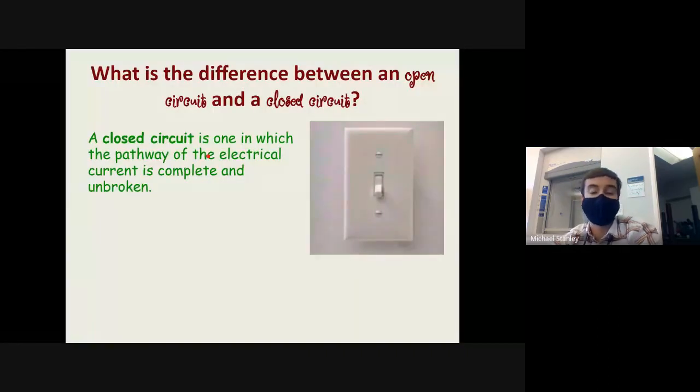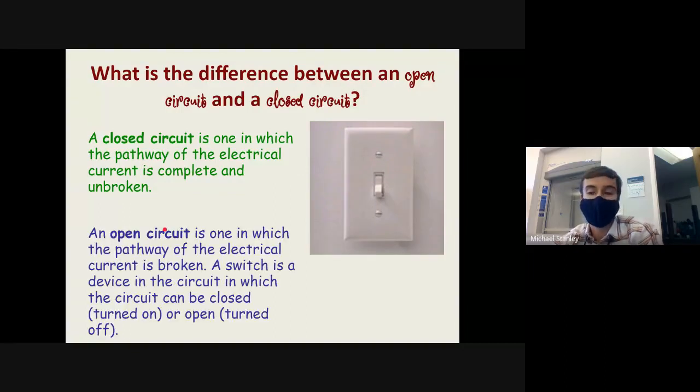So closed circuit, everything is working and electricity is flowing. Open circuit, things are not working. The pathway is broken, and so electricity cannot flow.